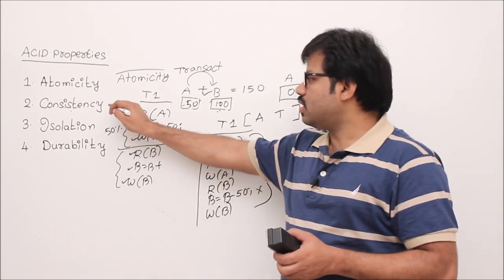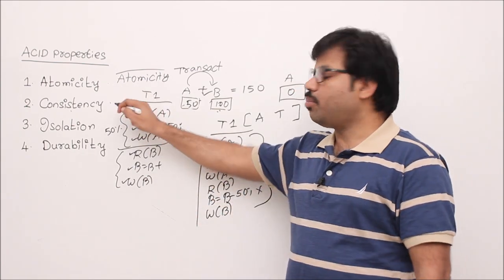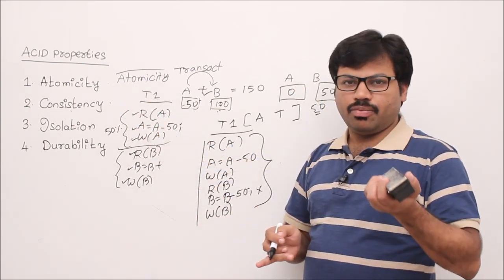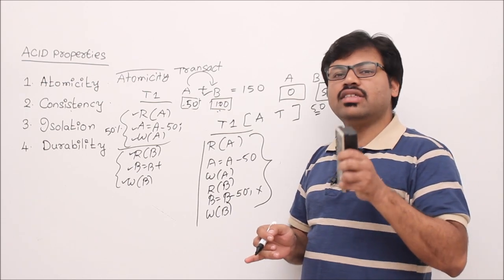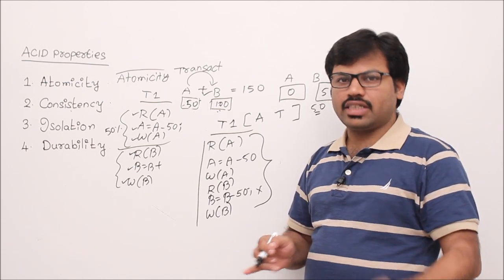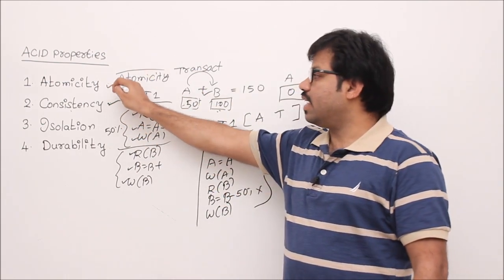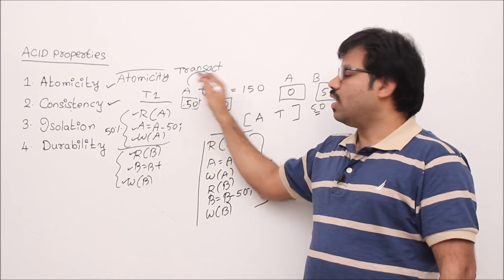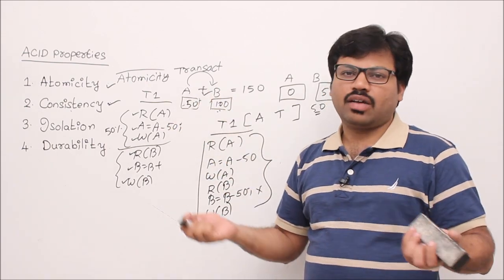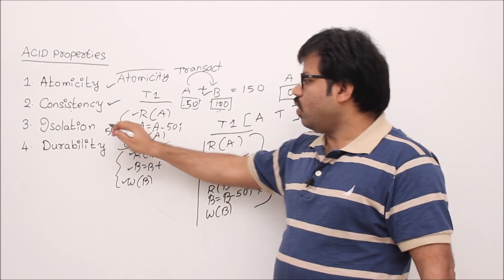That's why consistency has to be maintained by the programmer. Otherwise, the person who writes the transaction, that is the programmer, or the user's responsibility. Consistency is the user's responsibility. Atomicity is the database's responsibility, especially the transaction manager, otherwise the atomicity manager. Now we'll go to isolation.